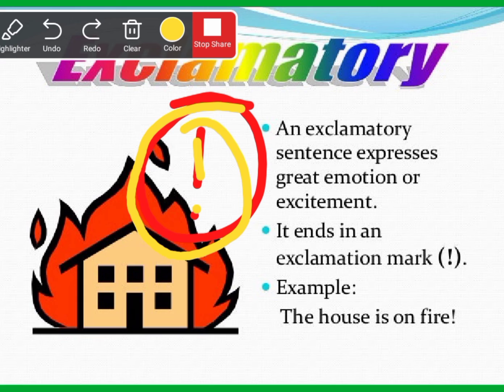Suddenly the feeling comes, either a tragedy or happiness, whatever it is. The feelings which come suddenly are all known as exclamatory sentences. Those sentences, where emotions are expressed suddenly, end with an exclamation mark, as I have shown on the screen. Example: the house is on fire! Would we say it happily, haha, the house is on fire? No. We express it suddenly when we see that the house is burning. So, the house is on fire!